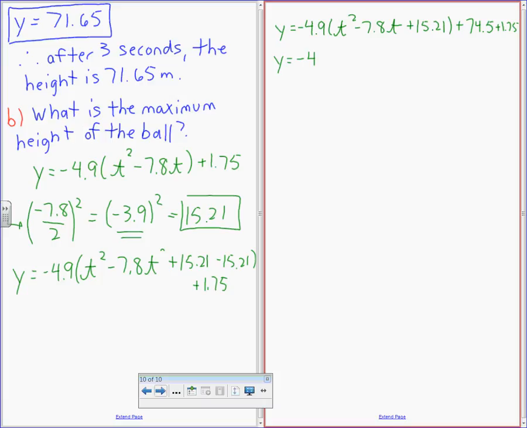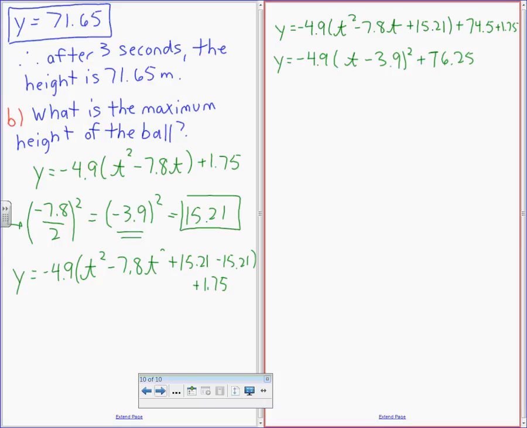I can't even see. 4.9 bracket t minus 3.9 squared, and whatever that is, 76.25-ish? 76.25? Yes. Okay. Now, before I answer that question over there, could somebody translate this into English here?